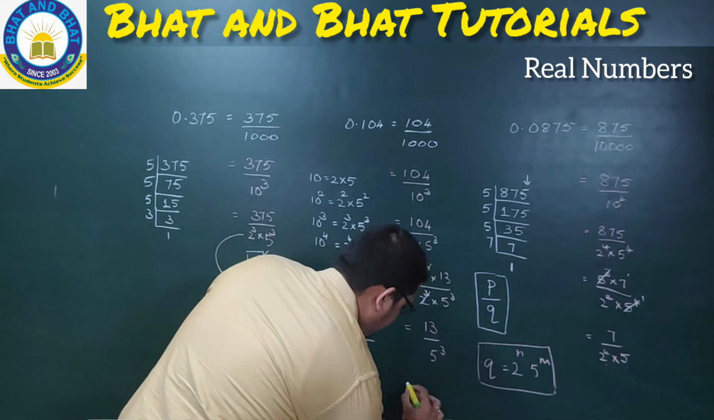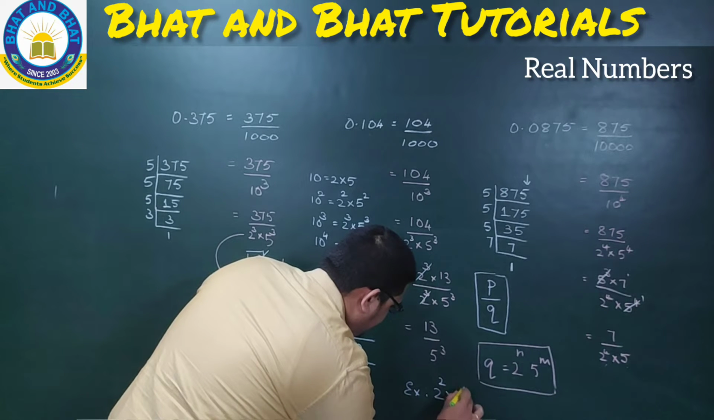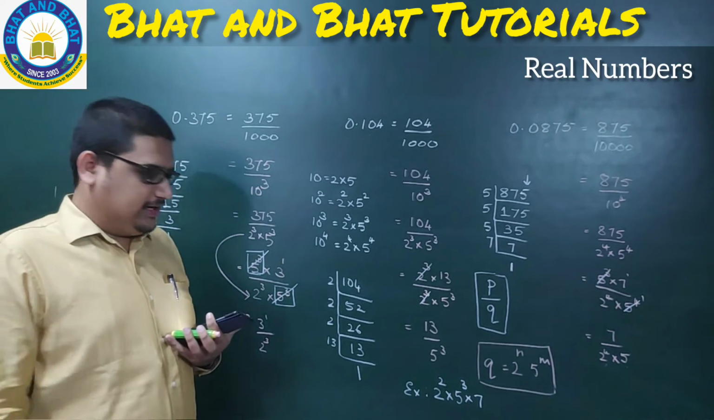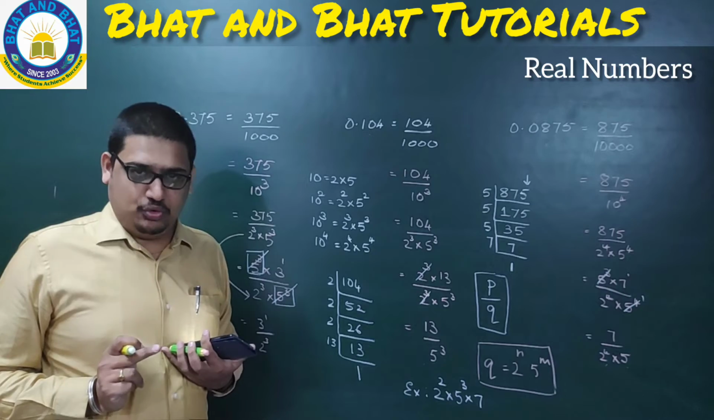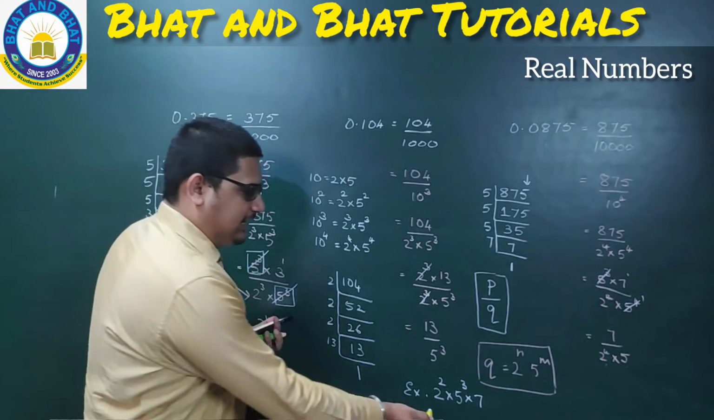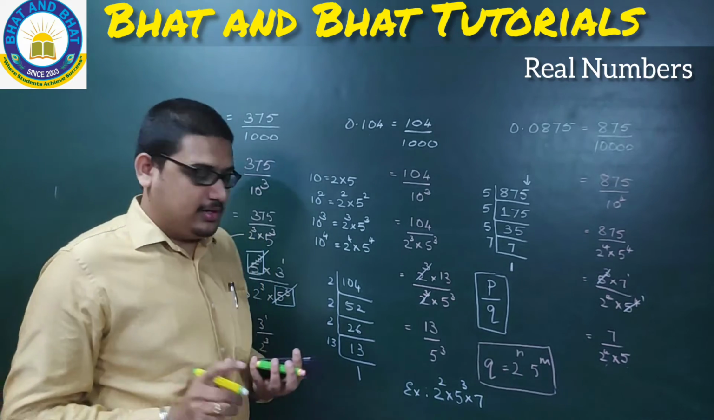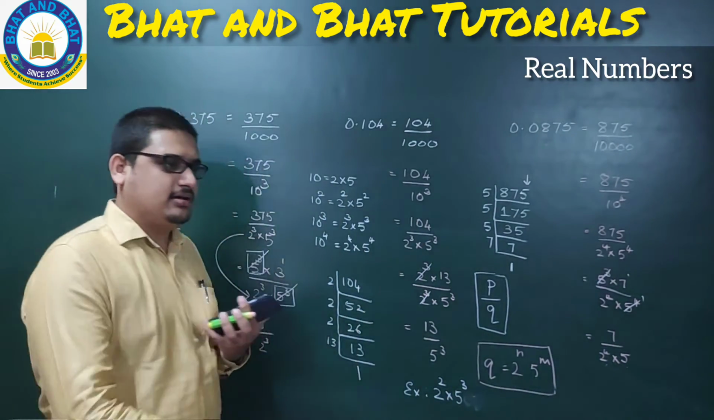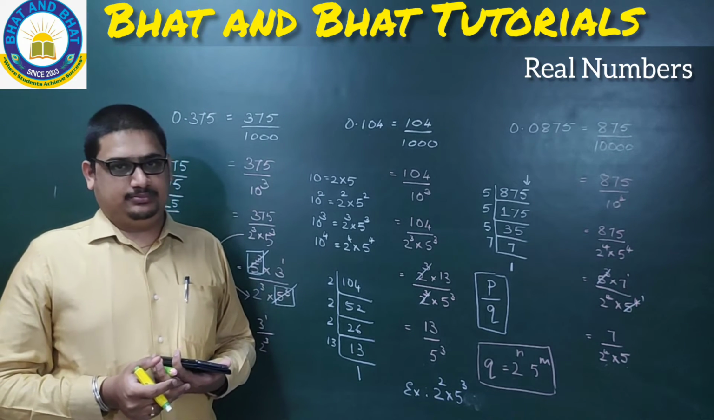Suppose this expression was like this. I am taking it as an example case. So you had it like this: 2 power 2 into 5 power 3 into 7. If this is the prime factorization you got for Q, then the given fraction is non-terminating. If this 7 was not present, then this P by Q is terminating.